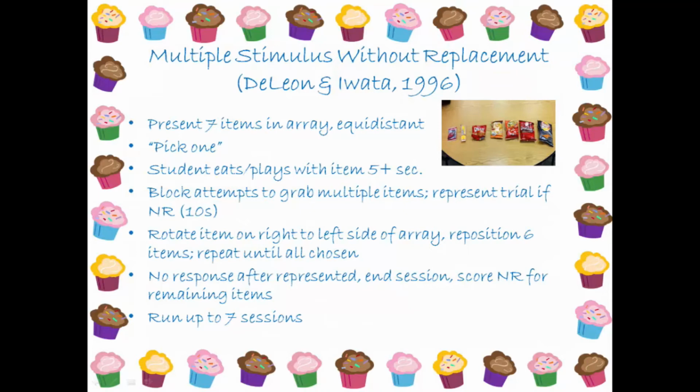Between each presentation, you'll cover the items with some sort of a screen, like a binder or folder, so that you can rotate the item on the right to the left side of the array, then reposition the 6 remaining items. You'll repeat this procedure until the student has chosen all items, each time having 1 less item to choose from. Typically, you'll run this as a set of 7 sessions. Here's a video of the MSWO in action. Feel free to follow along with your corresponding datasheet if you like.